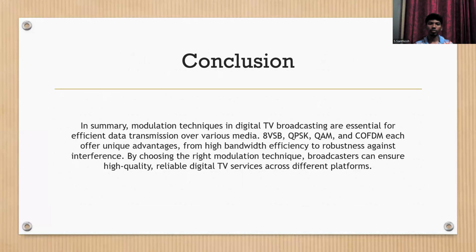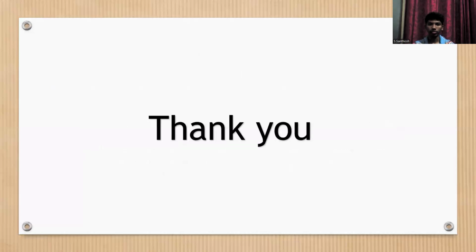So the conclusion is that modulation techniques in digital broadcasting are essential for efficient data transfer. We need these modulation techniques so that we can transfer data over a very long range to our houses and many other places. Using various techniques like 8VSB, QPSK, QAM, and COFDM, each offers a unique advantage and has its own disadvantages, but they help us transfer data much more efficiently and be more robust against interference. So by choosing the right modulation techniques, broadcasters can ensure high quality, reliable digital TV services across different platforms. So this is all about the modulation techniques that we'll be seeing in TV broadcasting.